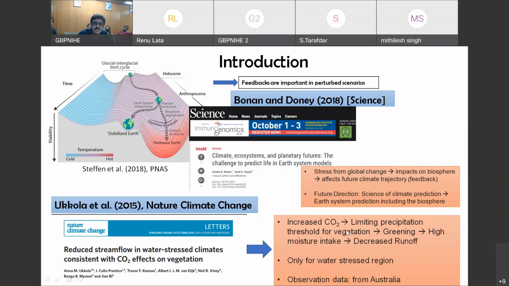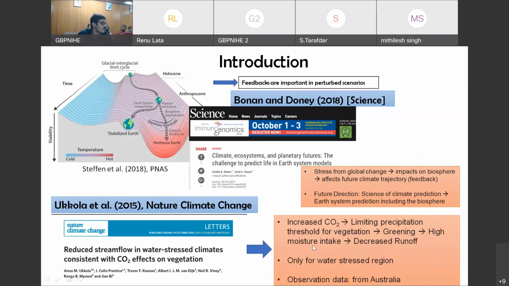has said that when there is increased carbon dioxide, there is a limited precipitation threshold for vegetation, because its water use efficiency improves, and that results in greening. And when there is greening, the moisture intake further increases, and that results in decreased runoff. So it's not just that water use efficiency is increasing; that doesn't mean water extraction will reduce, because there will be a lot of greening. Vegetation again needs more water, so there will be decreased runoff. But this is only in water-stressed regions, and there are some observational data from Australia. This shows that these things are probably very important. Of course, there is a lot of debate about this paper.